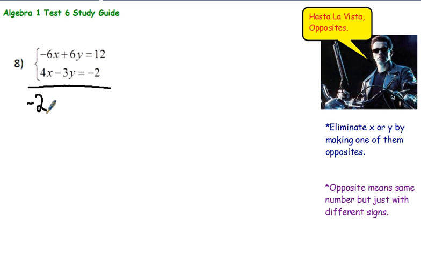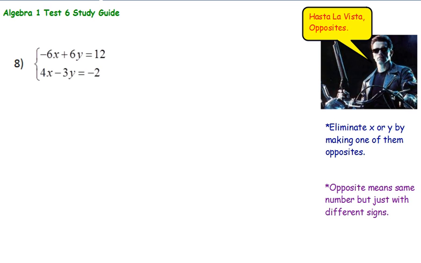See, if you added it up as it is, and don't write this down, but if you added it up as it is, you'd get negative 2x plus 3y equals 10. Well, the whole point of this thing is we're trying to get it down to just one variable, either just x or just y. Well, that didn't do anything for us. So we've got to kind of rethink this.